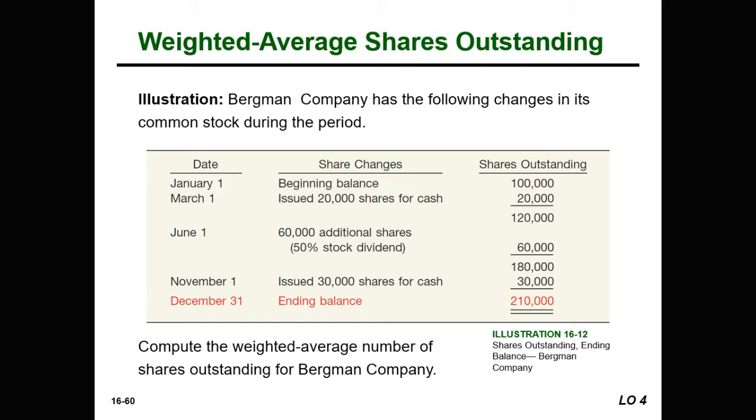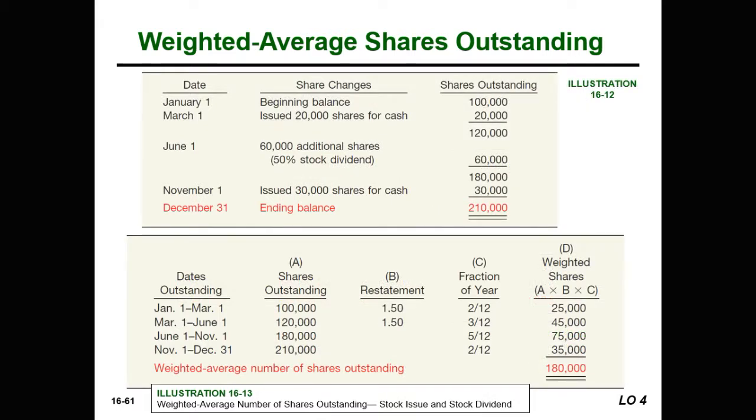So using this information, you should have created your table, A, B, C, D, as we show here. So we start with January 1st through March 1st because we had a steady 100,000 shares that were available during that period. We multiply it by restatement of 1.5, and that is because we have the 50% stock dividend that came into play in June 1st.